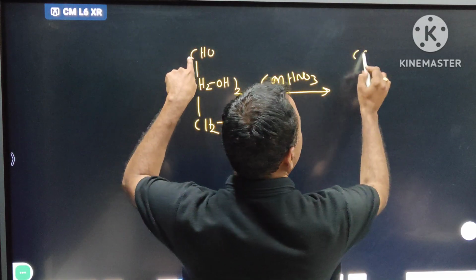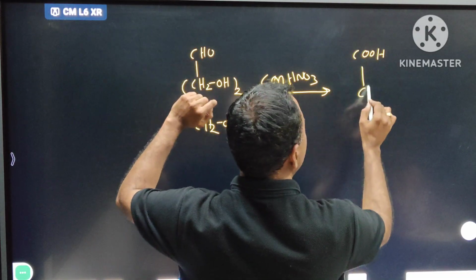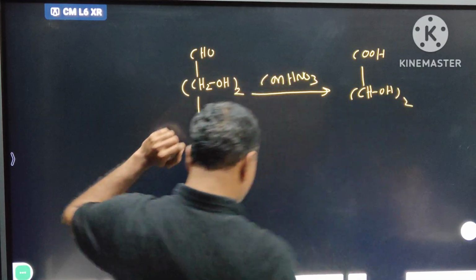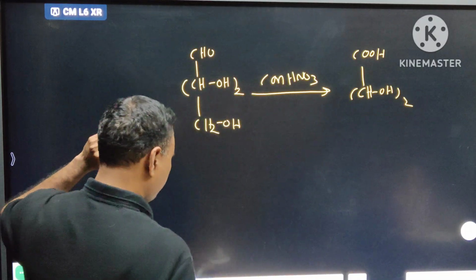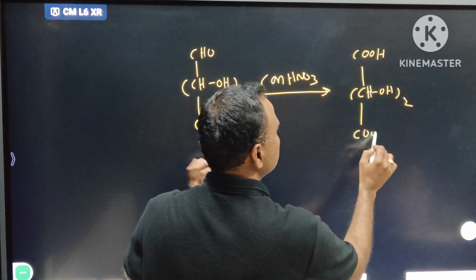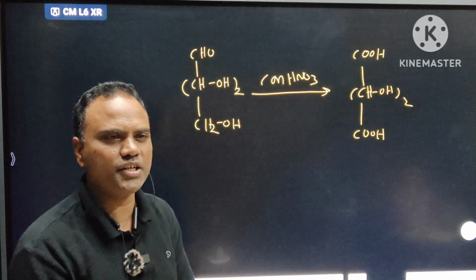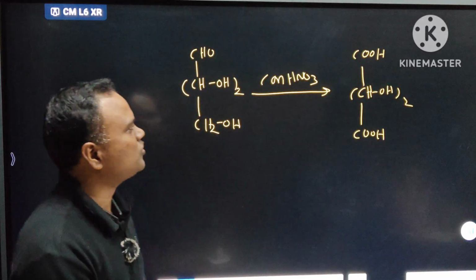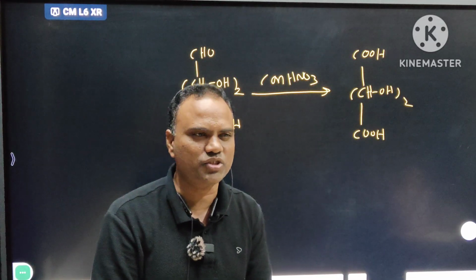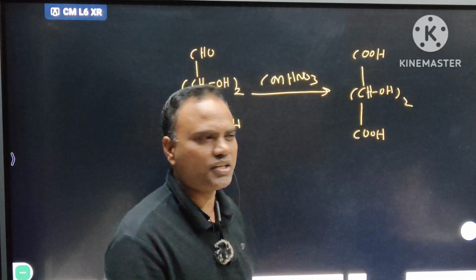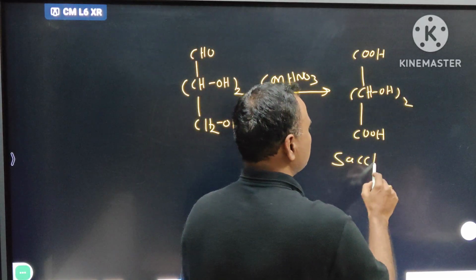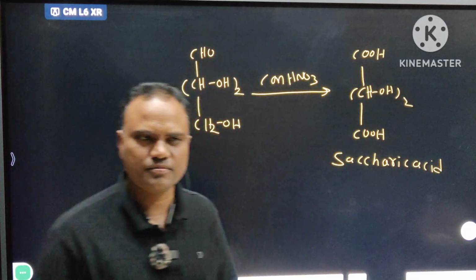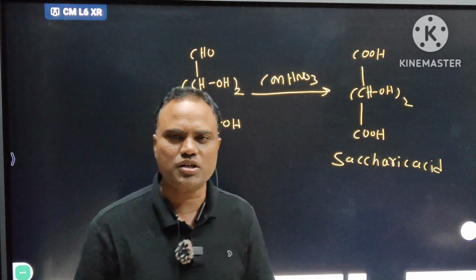So this part will convert to COOH, and the middle one remains as it is. And this is COOH. Very important. What is the product when glucose is treated with concentrated HNO3? A dicarboxylic acid called saccharic acid. Saccharic acid is produced.